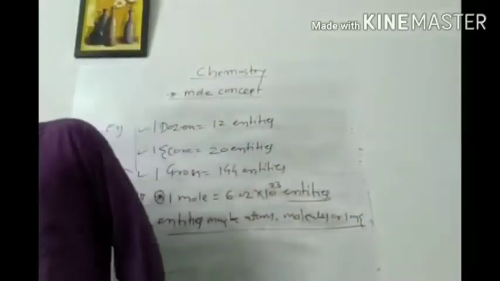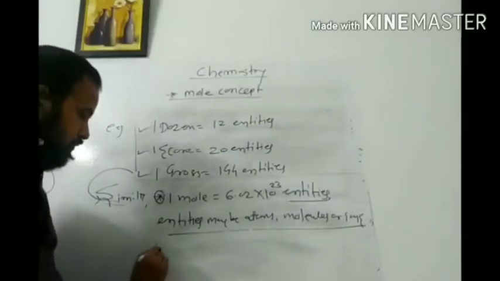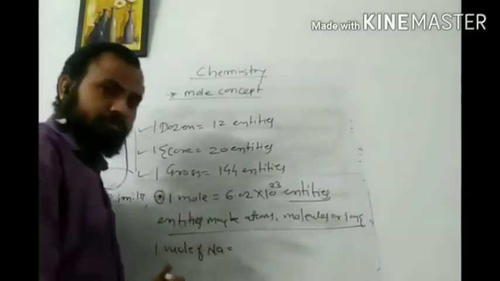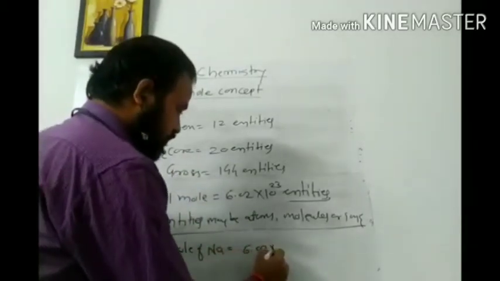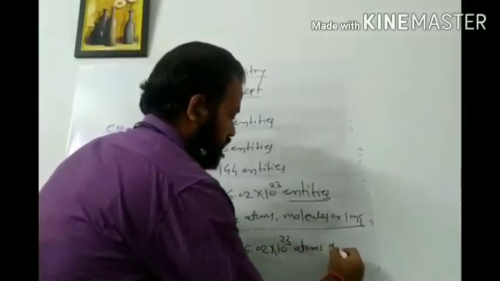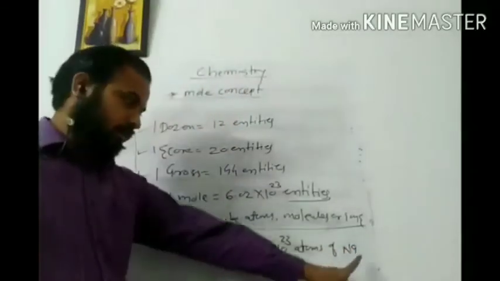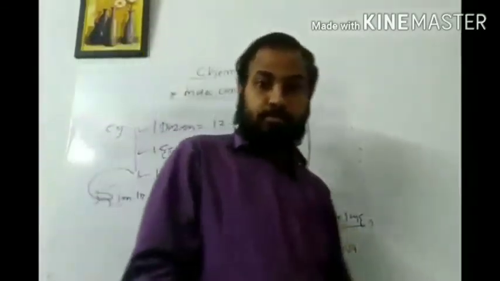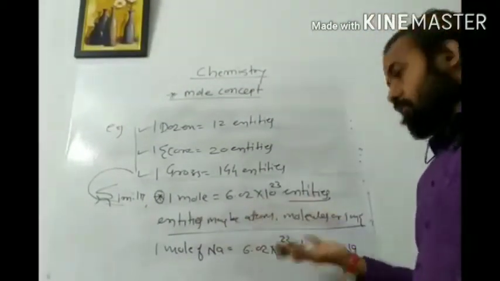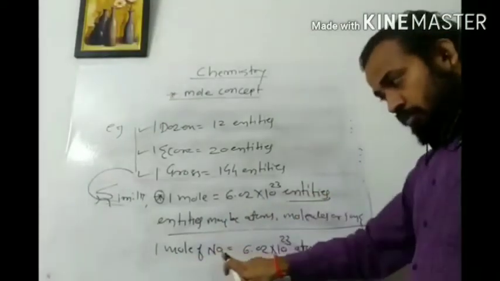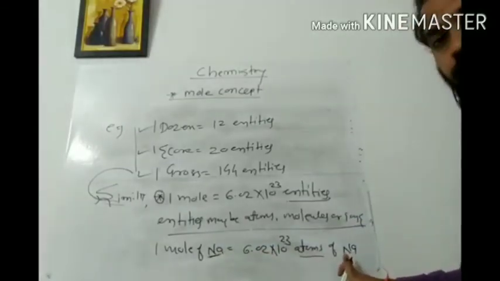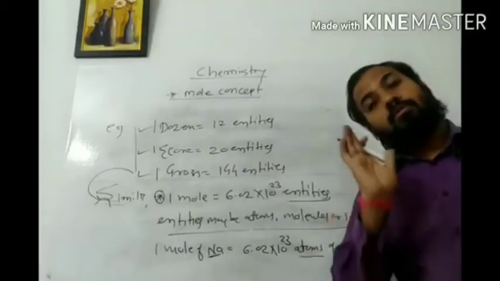Okay, so let us say, for example, 1 mole of sodium means what? 1 mole of sodium means 6.02 into 10 raised to 23 atoms of sodium. Why is it atoms? Because sodium exists in the form of atoms only, isn't it? Why am I writing atom here? Already I discussed entity may be atom, maybe molecule, or maybe ion. But in case of sodium, why am I writing atom? Because sodium is available in the form of atoms only.